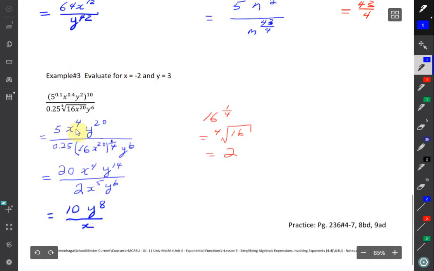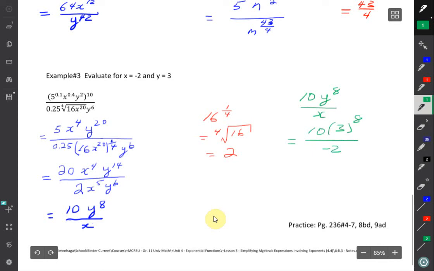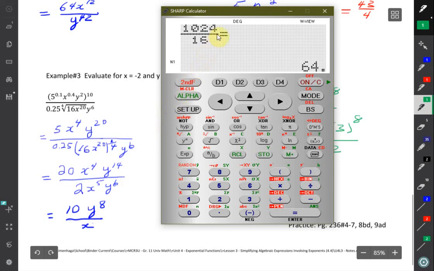Now, what I prefer is, this was our simplification portion. I prefer that we come over and start new with that expression and show that now we're evaluating it. So we have 10 y to the 8 all over x. Y is 3, so that's 10 bracket 3 to the 8 all over x, which is minus 2. And now you can put that in your calculator. I see that 10 divided by minus 2 is minus 5. So what I have is minus 5 times 3 to the 8.